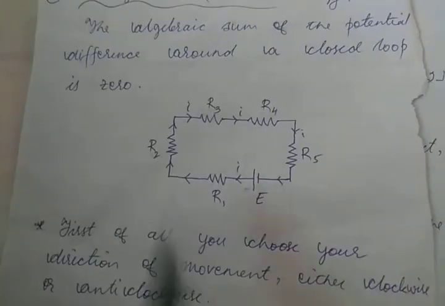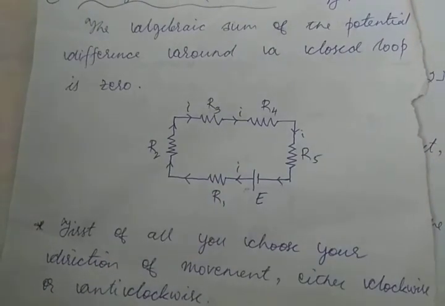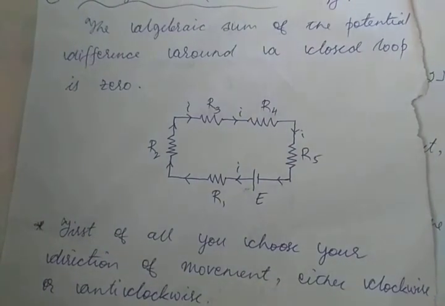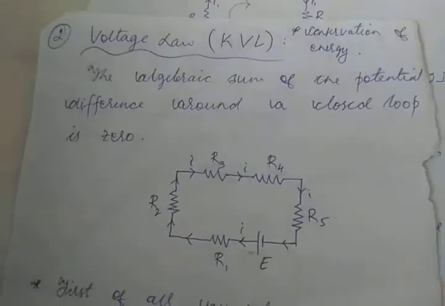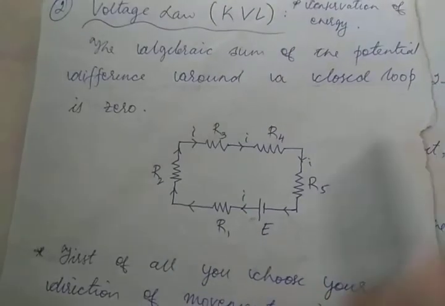So let me give you an example over here. So we have a closed loop. The loop has to be closed, remember. It has to be a closed circuit. An open circuit will not work. Okay, Kirchoff's voltage law is not applicable in an open circuit, remember. It has to be a closed circuit. These words are very important.